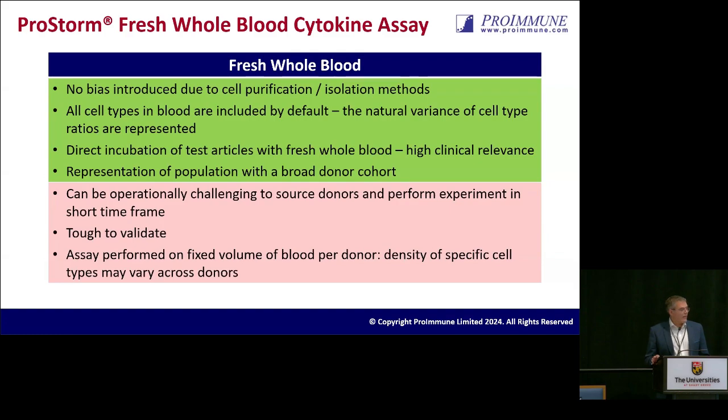The drawbacks are that this can be quite an operationally challenging assay to set up. One needs to source donors and perform the experiment in a very short time frame because it's an innate immune response. Because of that, it can also be quite challenging to validate. And the assay, of course, uses a fixed volume of blood. Unlike PBMC assays, where you're typically working with a fixed number of cells, the fixed volume of blood means that the density of specific cell types will vary across donors. But that can also be considered a positive, depending on how you look at it.